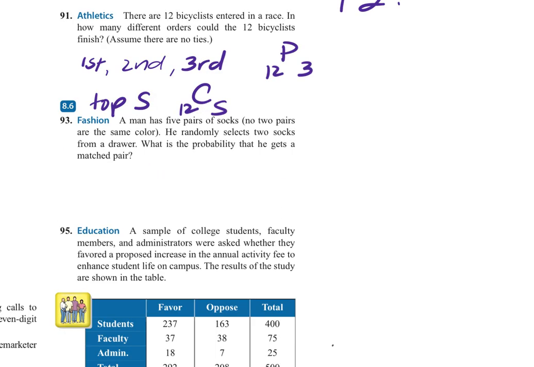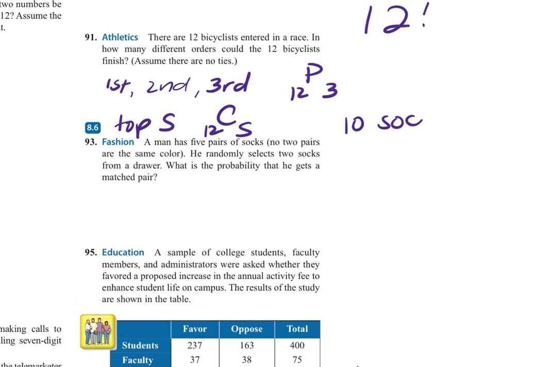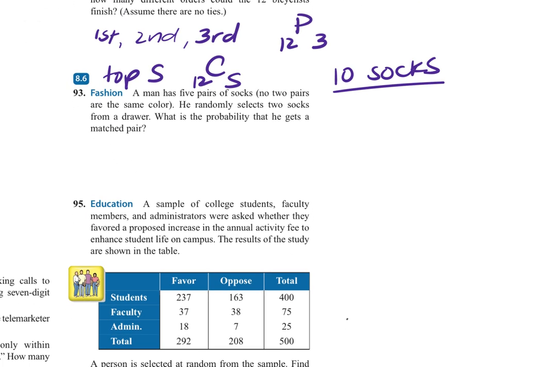So 93 says a man has 5 pairs of socks with no 2 pairs the same color. He randomly selects 2 socks from a drawer. What's the probability that he gets a matched pair? So you've got 5 pairs, which means 10 total socks, right? You want the probability that they are the same color. So this and this. Let's say it's red and red. So this is multiplication. The first time you grab a sock out of the drawer, how many options are there? 10 out of 10. It doesn't matter which one you grab the first time, right?